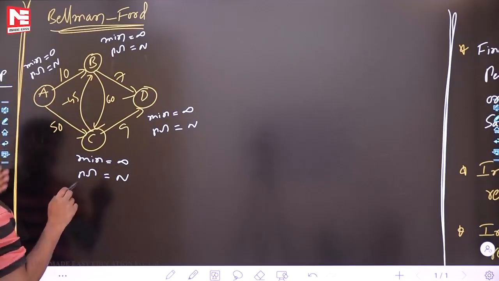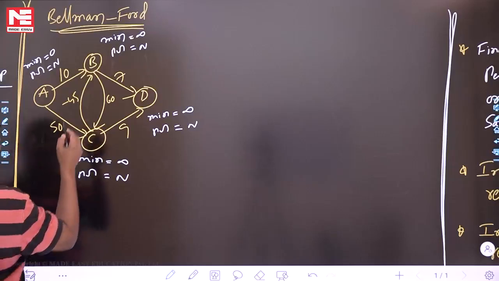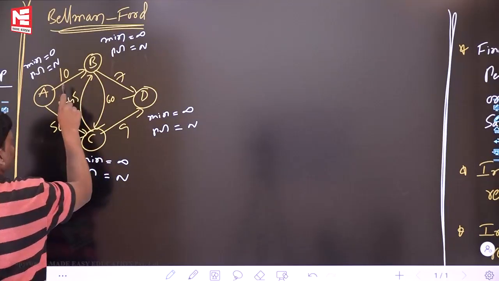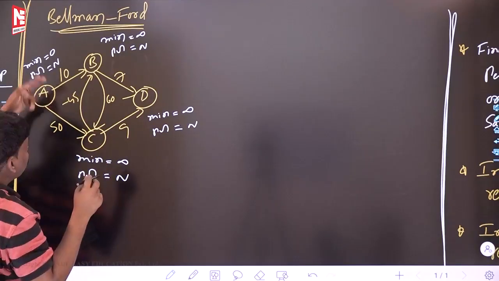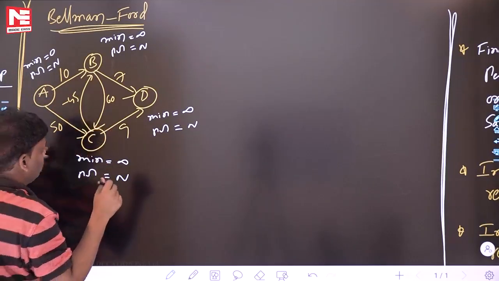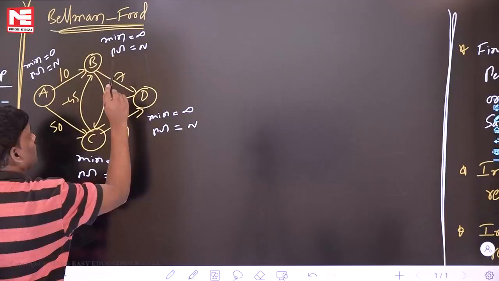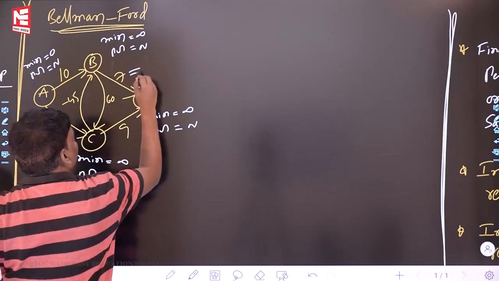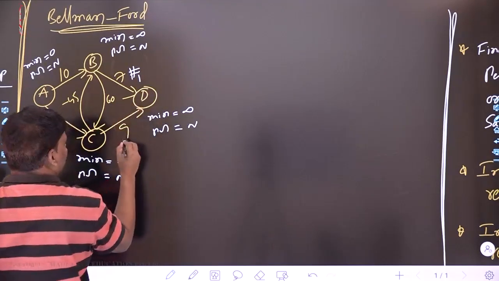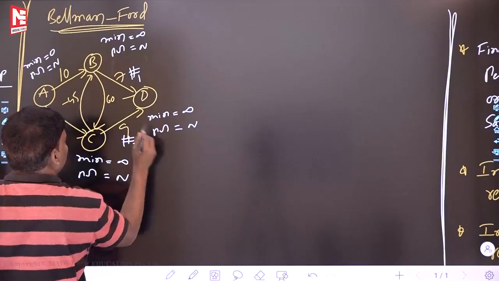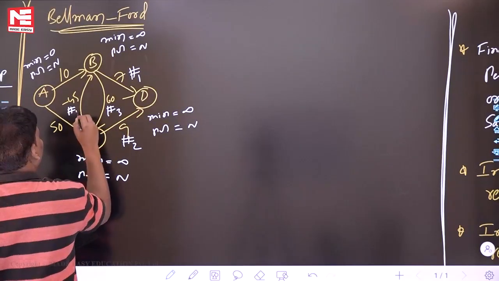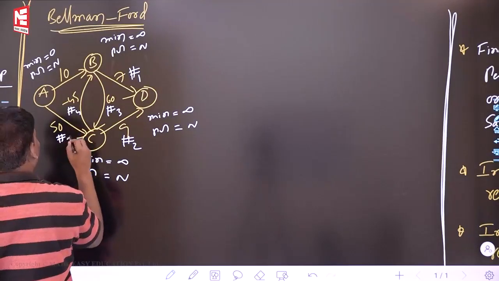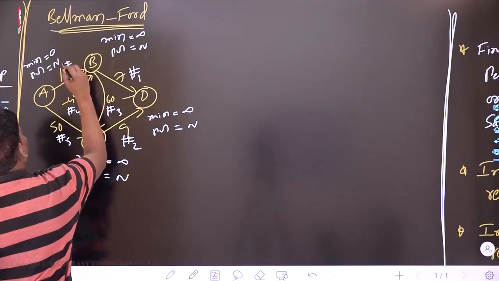After doing that, the second step is going to be, listen carefully: how many edges are there? Let me count the edges: 1, 2, 3, 4, 5, 6. So 6 edges are there. The second step of the Bellman-Ford algorithm is, for every edge, give a number. You can give any order. This is edge number 1, edge number 2, edge number 3, edge number 4, edge number 5, edge number 6.